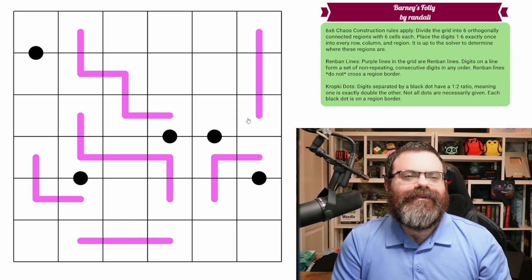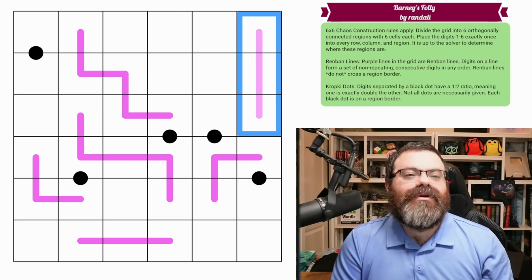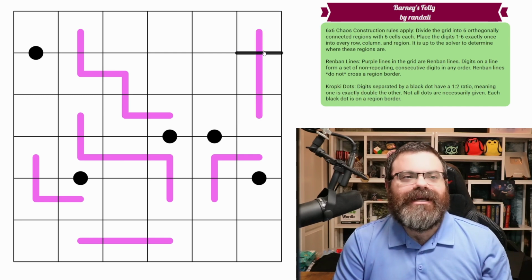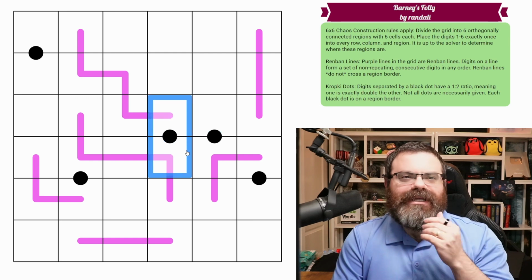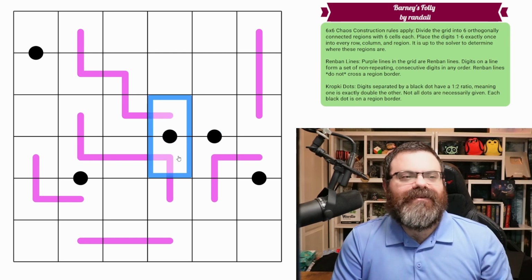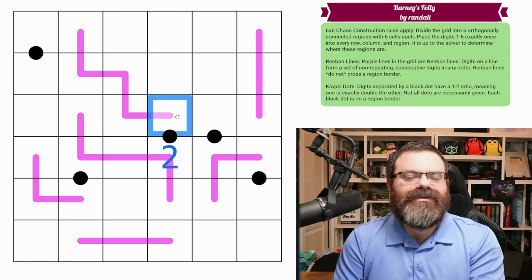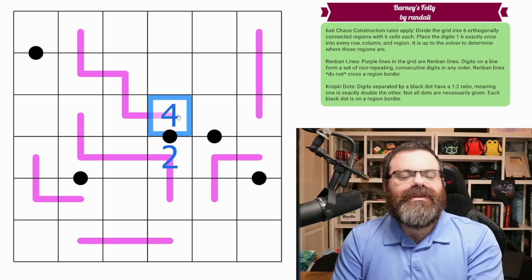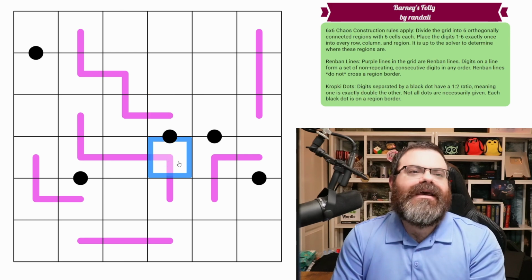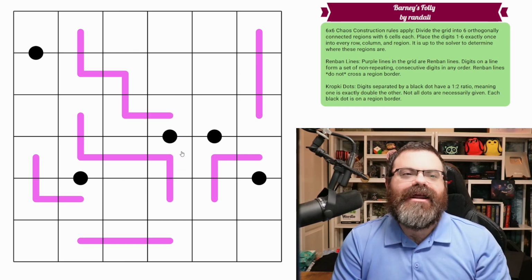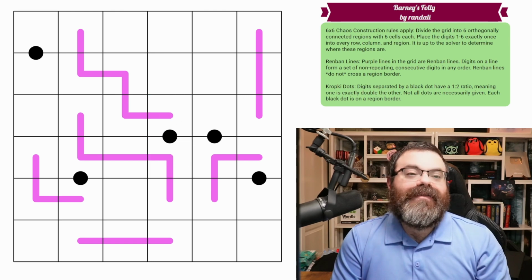All right. In addition to that, Renban lines do not cross region borders, so we're not allowed to draw a region border here because a Renban line is not allowed to cross it. In addition to that, we do have these black dots. Digits separated by a dot have a 1 to 2 ratio. Another way to put that is one is exactly double the other. So if this was a 2, this could be 1 because 2 is double 1, or this could be 4, because 4 is double 2. The order doesn't matter, just the bigger one is double the smaller one. Additionally, black dots always straddle a region border, so you always need a region border here. And that's it. Those are the rules.